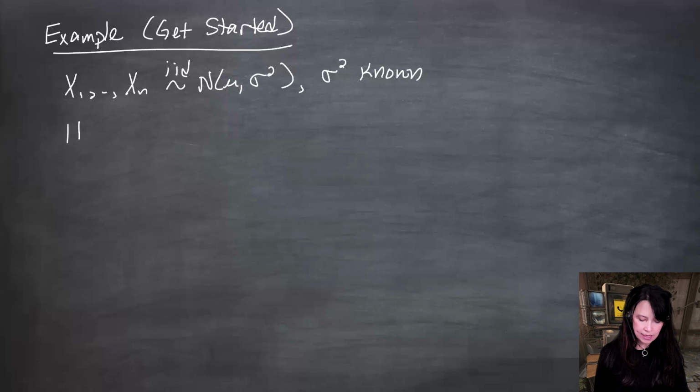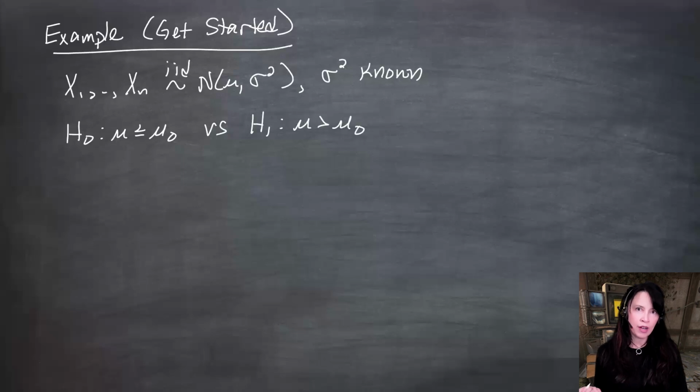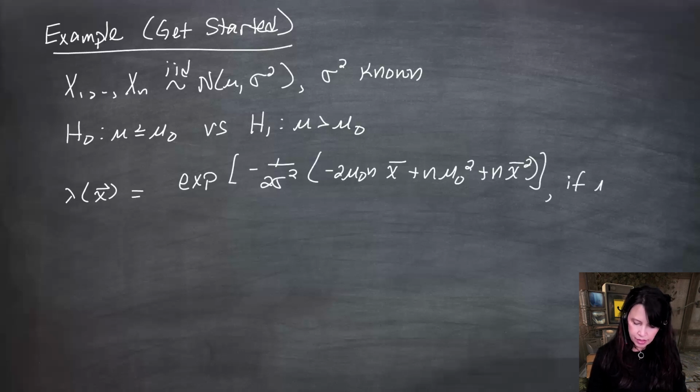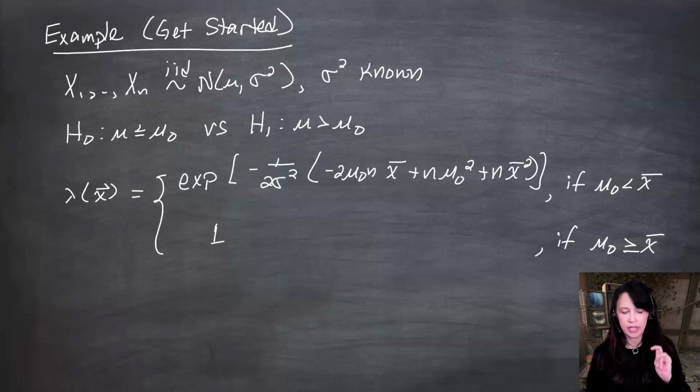So we were looking at the test. The null hypothesis was that mu is less than or equal to mu naught versus the alternate hypothesis, mu is greater than mu naught. And this was the case where we got a weird generalized likelihood ratio that was defined in a piecewise way. Our lambda of x was e to the negative 1 over 2 sigma squared, negative 2 mu naught n x bar plus n mu naught squared plus n x bar squared. And this was if mu naught was less than x bar, and it was 1 if mu naught is greater than or equal to x bar, or the equal sign could be in either position.